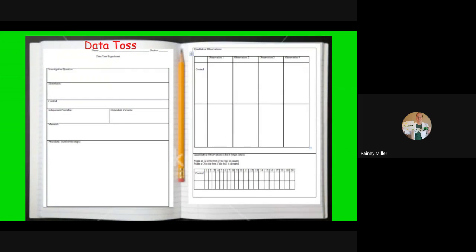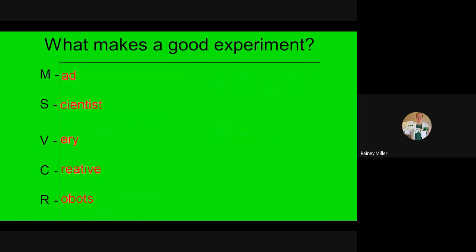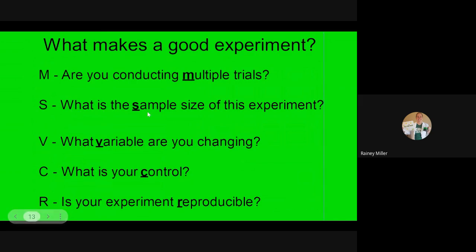So first thing that you're going to want to do is get your worksheet out and have that ready to start writing in, because we're going to start actually planning our experiment. So what does make a good experiment? Maybe previously you've heard mad scientists, very creative robots, as a way to remember what each part is. So M stands for multiple trials, S stands for sample size, V stands for variable, C stands for control, and reproducible is the robots.